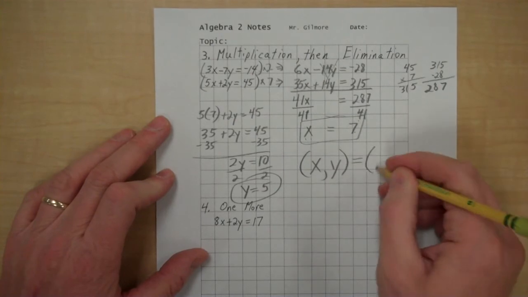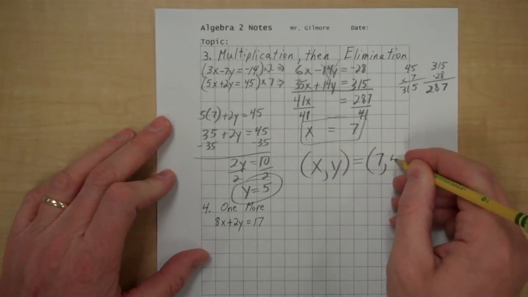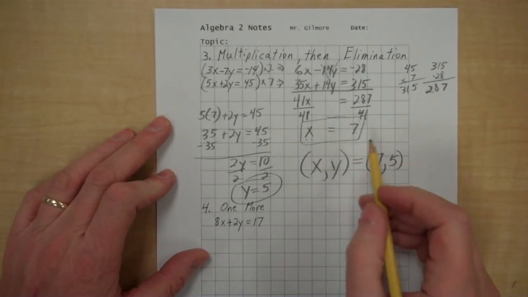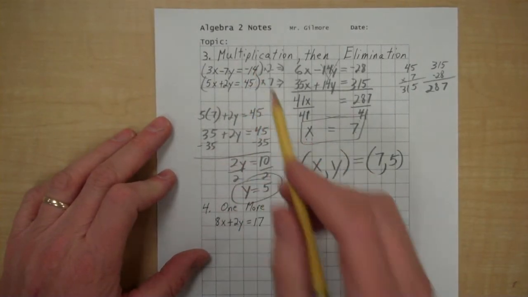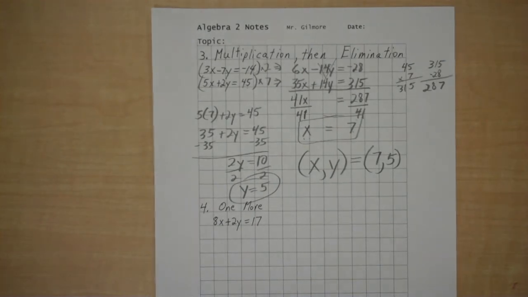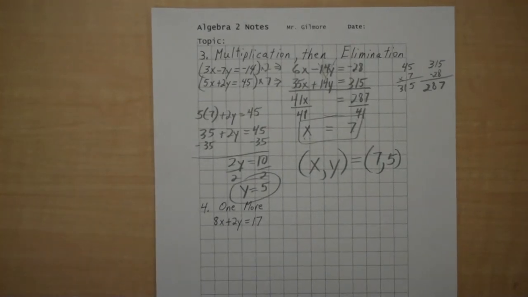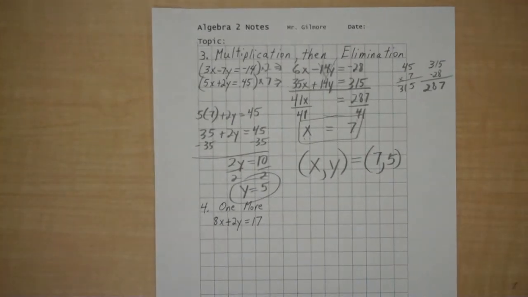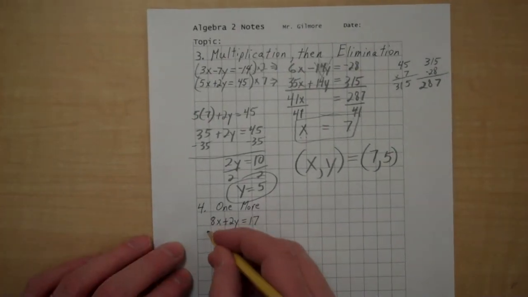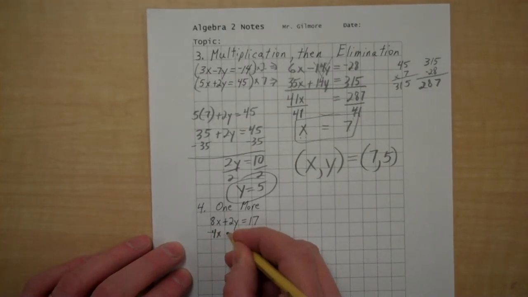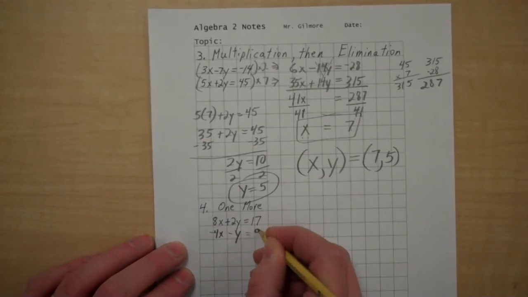Again, let me leave it for you to plug 7 for x, 5 for y in both equations and see if these two answers come up when you do that in each equation. Okay, one more example. I forgot to write the second equation. Negative 4x minus y equals 9.